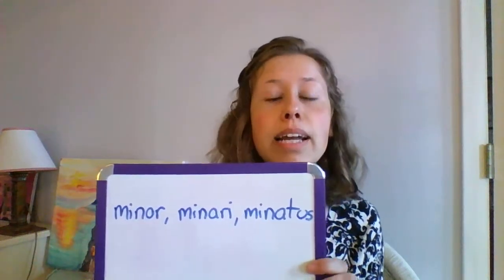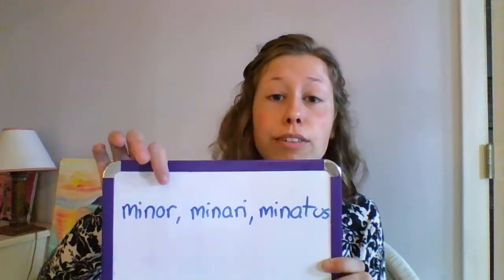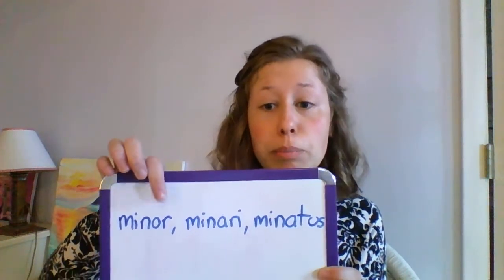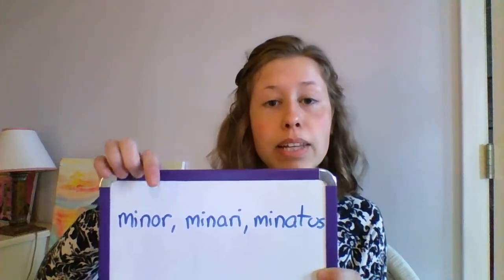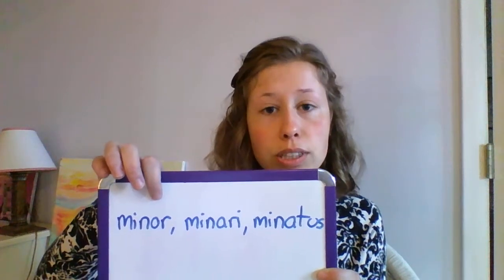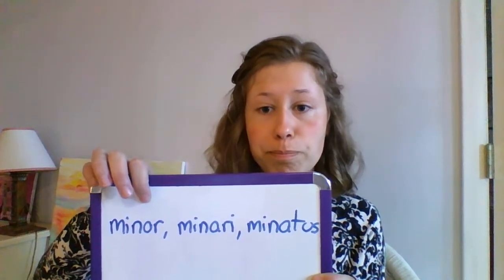But when you have a deponent verb like minor, it's a little bit different. Mostly the same, a little bit different. So your first principal part for minor still gives you the present tense, both subjunctive and indicative. It gives you the imperative. It gives you the imperfect and future indicative, just like the first principal part of amo.